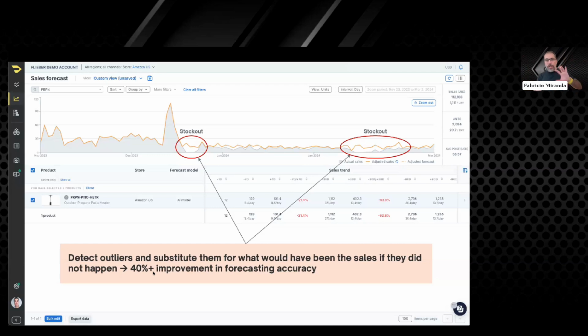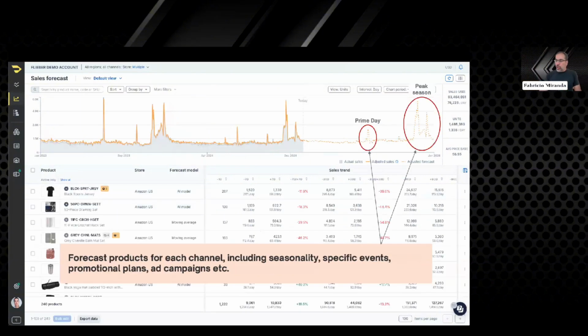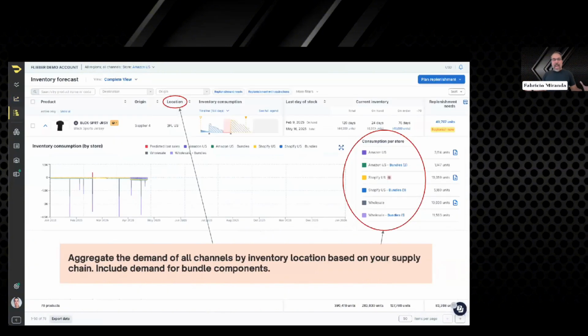So do that. Always substitute your past sales outliers, or anything that happens that is not the norm, before you do any forecasting. Then make sure that you're forecasting each channel, including seasonality, events, promotional plans, ad campaigns, and others. Then aggregate that demand of all channels for each inventory location. What you want is to forecast what you're going to use on an inventory location, adding all your channels.